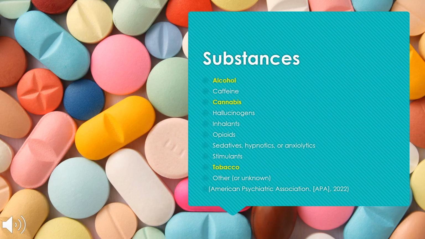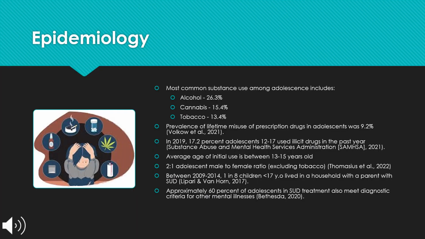This slide includes categories of substances as listed in the DSM-5. Those highlighted in yellow are the ones most commonly abused among children and adolescents. Among children and adolescents, the most commonly abused substances include alcohol, cannabis, and tobacco. However, substance use in this population is not limited to only these three categories. The average age of onset is 13 to 15 years old in substance use disorder for adolescents, with a 2-to-1 male to female ratio except in tobacco use. The two bottom statistics are important when considering risk factors for developing a substance use disorder.